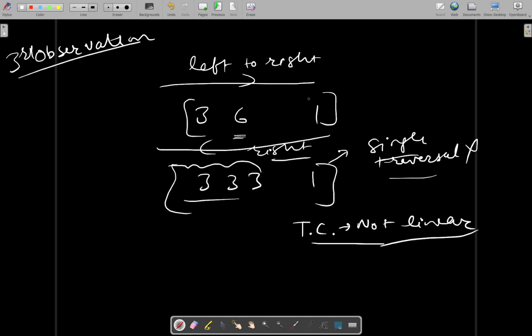If you go on traversing from right to left, you will immediately know how many operations you have to apply, and it will be something like this. I hope you are able to understand why we have opted for such an approach. So these will be the 3 observations. According to them, we will be forming our greedy solution.